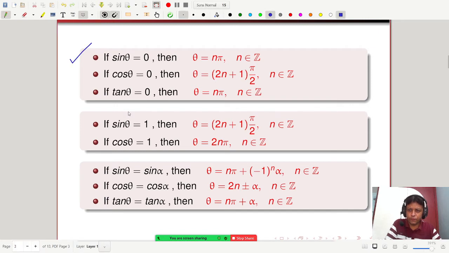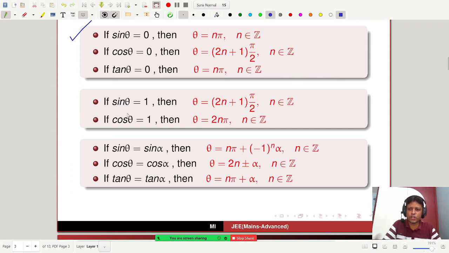This is the first set of prerequisites. We need these things in calculation. If sin theta equal to 1, then theta equal to (2n plus 1) into pi by 2. You know that for theta equal to pi by 2, sin pi by 2 is 1. For theta equal to 3 pi by 2, it is minus 1, obviously. But for 5 pi by 2, it will be 1, like this. And cos theta equal to 1, then theta equal to 2n pi.